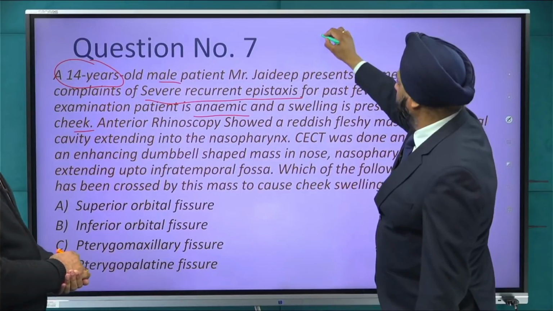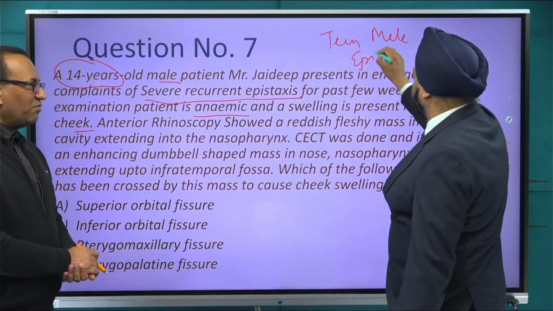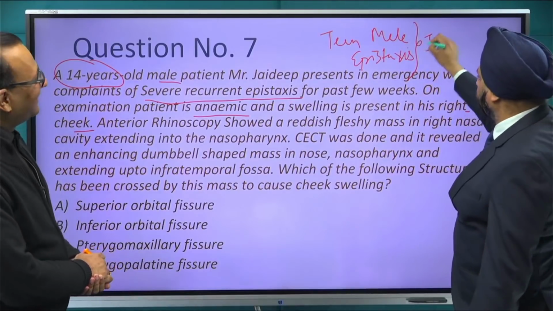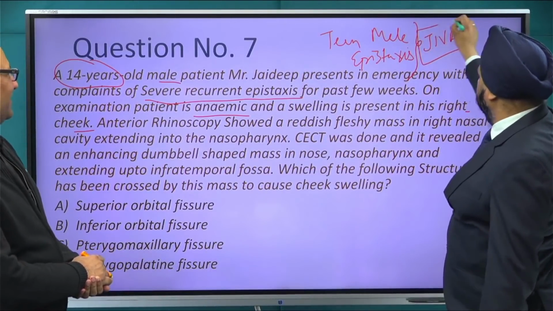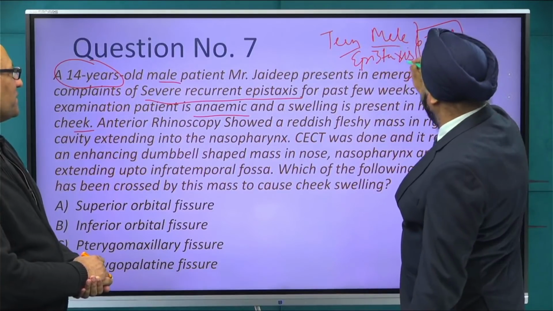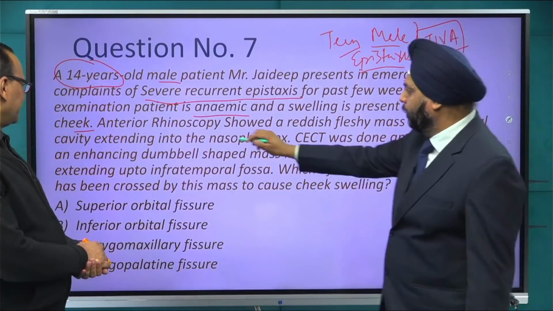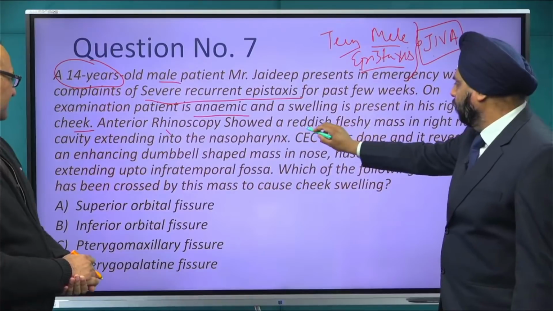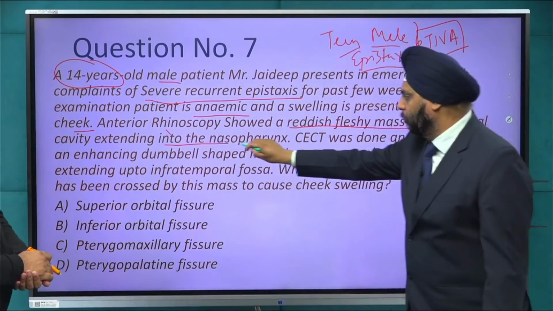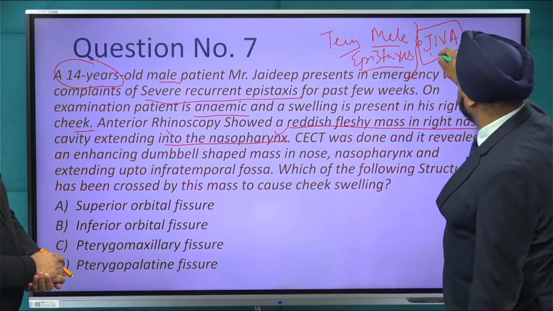Okay, so first thing over here: teenage group, male, recurrent epistaxis. The first differential diagnosis we have to take is JNA, juvenile nasopharyngeal angiofibroma. As I've always told you, teenage group, male, epistaxis, first diagnosis is JNA unless proved otherwise. So let's go ahead. Anterior rhinoscopy showed a reddish fleshy mass in the right nasal cavity extending into the nasopharynx. So the history and the examination are clearly pointing towards JNA.